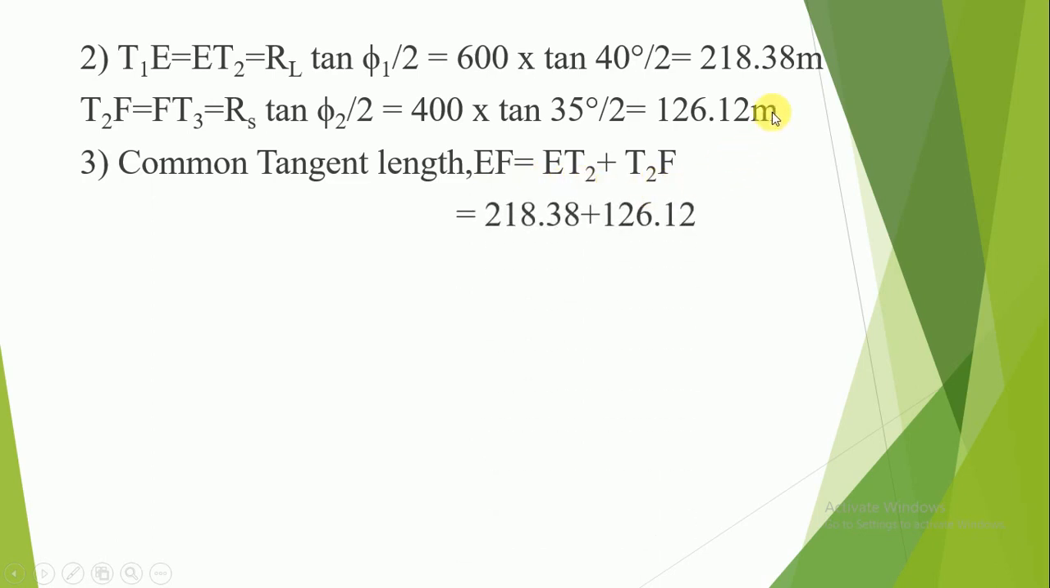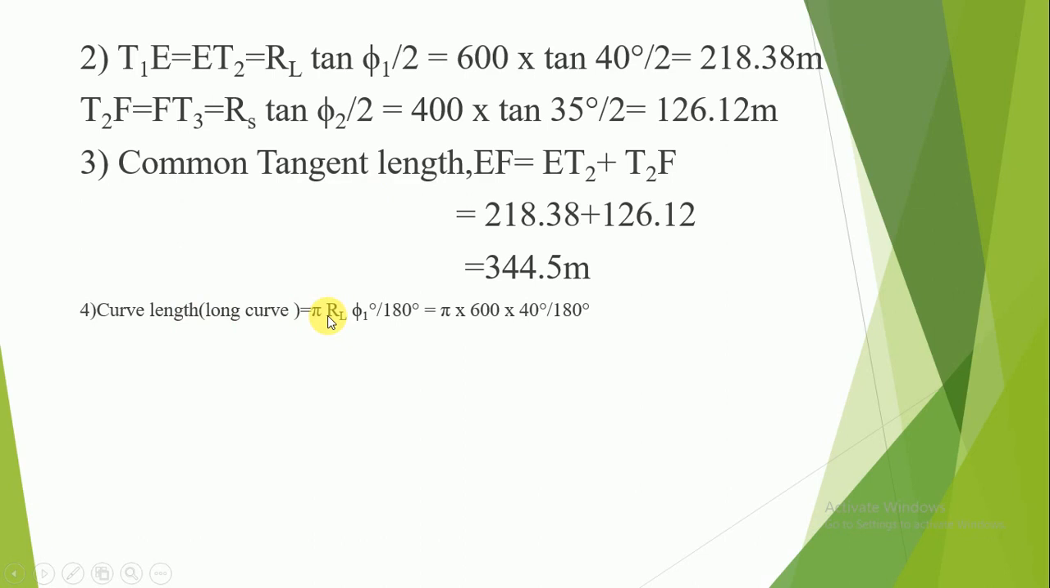So we have calculated above, just make the addition of that: 218.38, that is the tangent length of the longer curve, and 126.12 meters is the tangent length of the shorter curve. So the distance EF is nothing but 344.5 meters, that is the common tangent length. So now calculate the curve length.